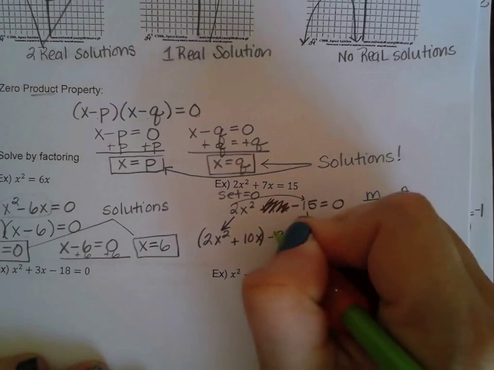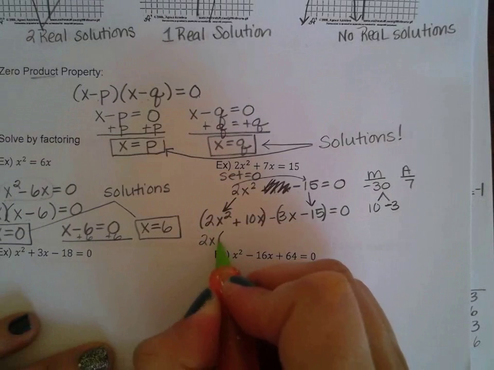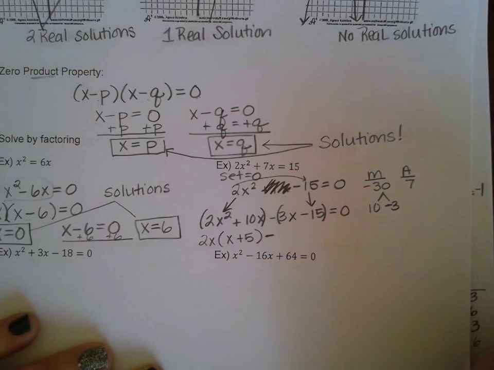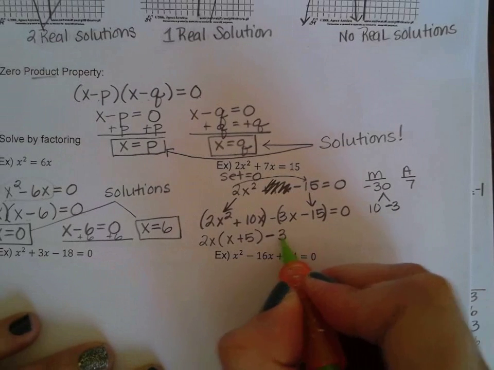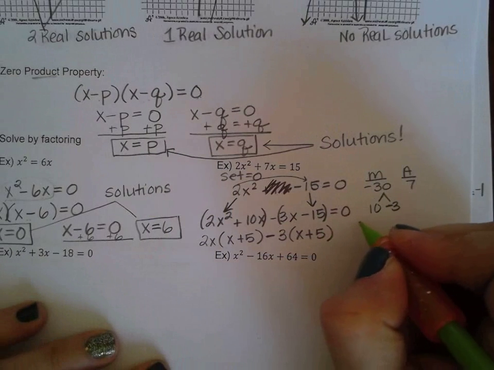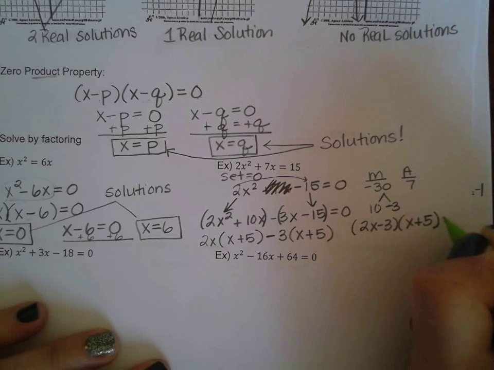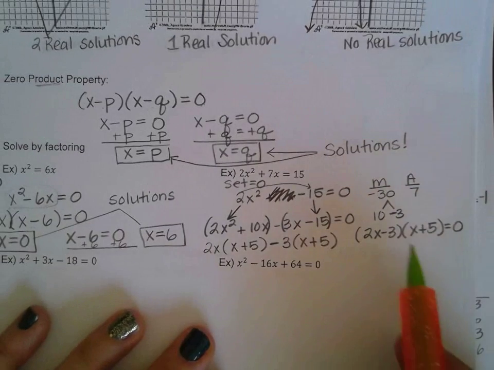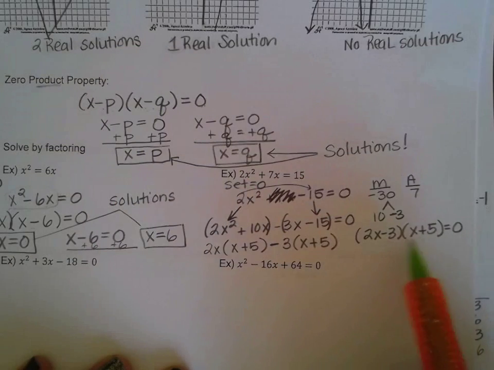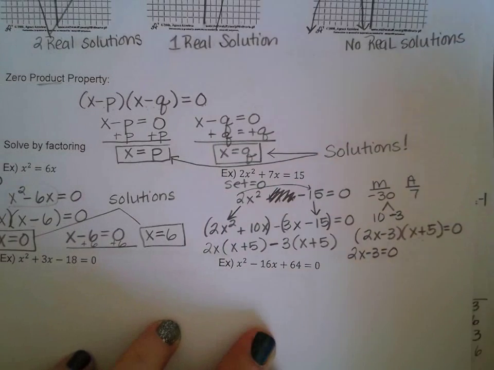Now we're going to put these two together. We're going to put these two together. Take out a GCF, 2x. You're left with x plus 5. Bring down the minus sign. Take out a GCF, which is 3. And then x plus 5. So our factors will be 2x minus 3 times x plus 5. That's an example of the zero product property. You have two factors, like up here, two factors down here that multiply to 0. So set each one of them equal to 0.